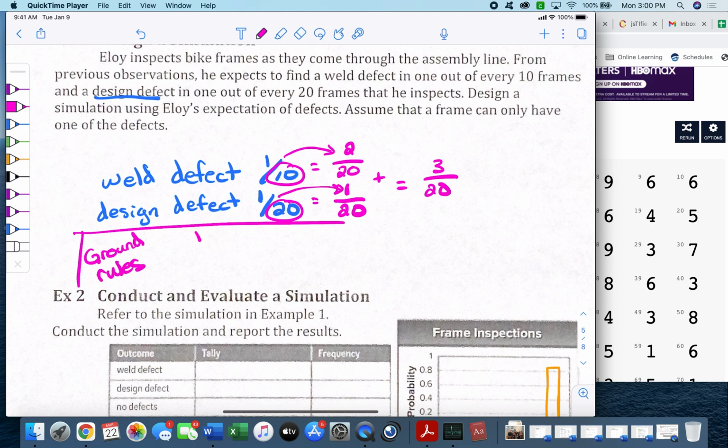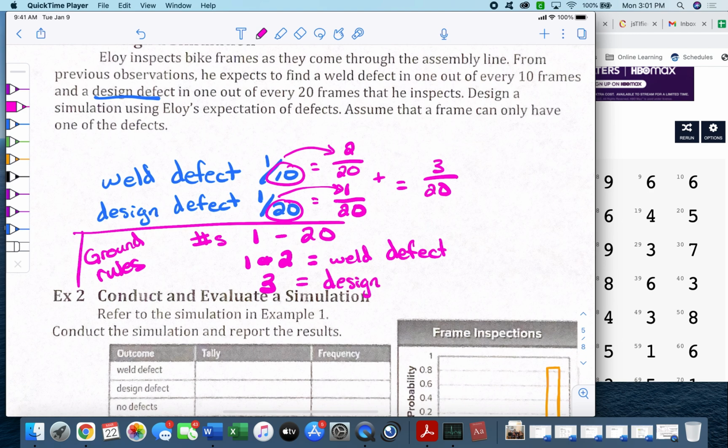The numbers can be 1 through 20. 3 or lower is a defect. Okay, let's talk about 3 or lower. If it is the number 1 or the number 2, it is going to be a weld defect. If it is the number 3, it's going to be a design defect. What happens if it is a number 4 through 20? It's okay. There's no defects at all. But do you see how we reflect the 1 out of 20, the 2 out of 20, those types of things, with our numbers?